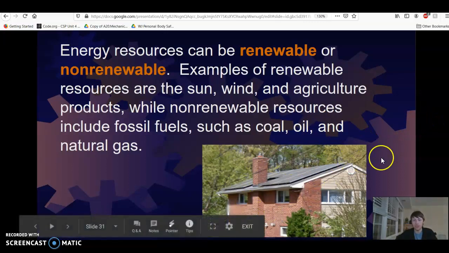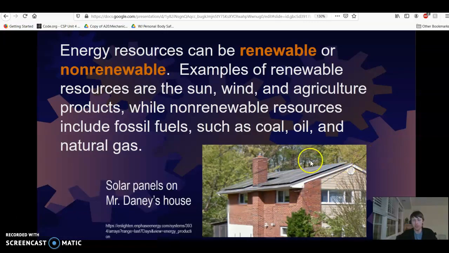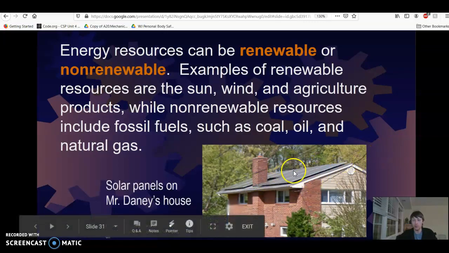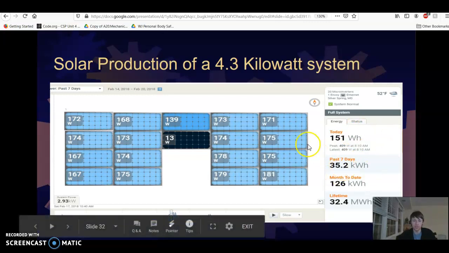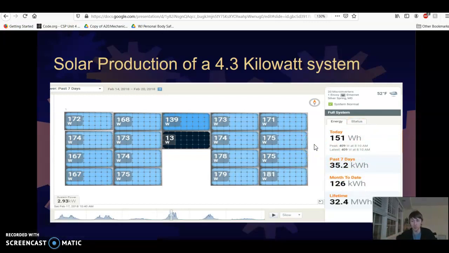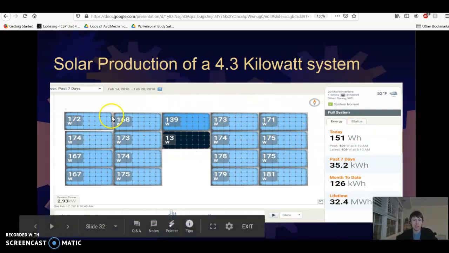So this is Mr. Daney's house. He's another teacher at Walter Johnson. He has solar panels on his roof, which is pretty cool. In fact, he has this little interface where he can look and see how much kilowatt, which is how you would measure electricity in this case, although there's different kinds of measurements we'll talk about in a lot more detail later. And you can see how much he's outputting from his solar panels.